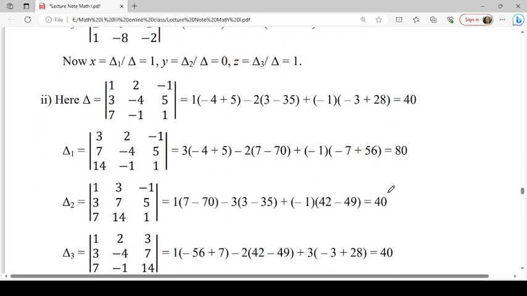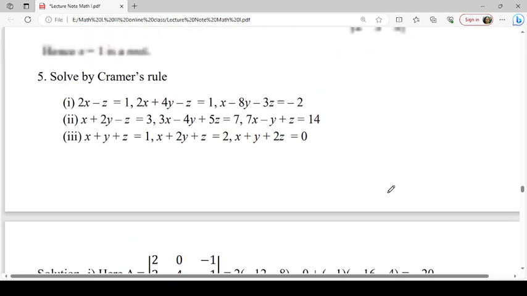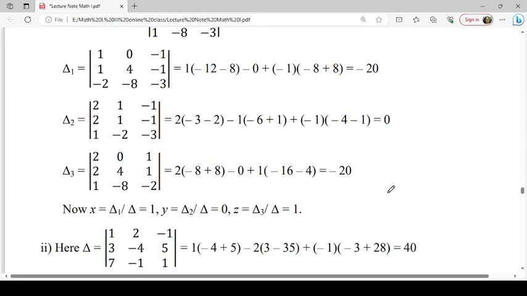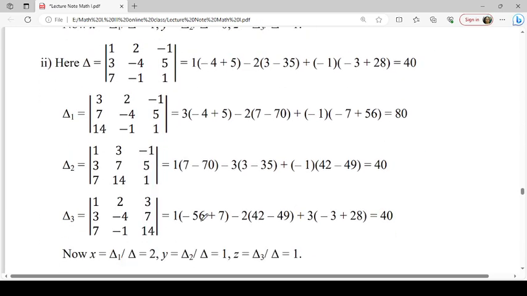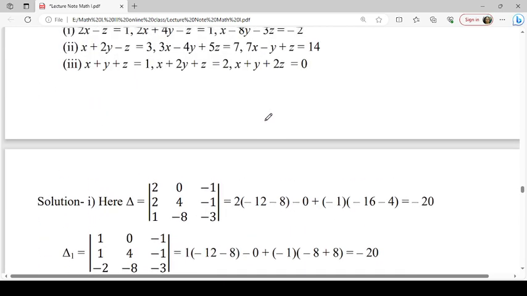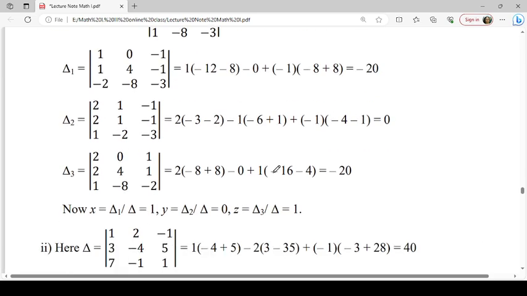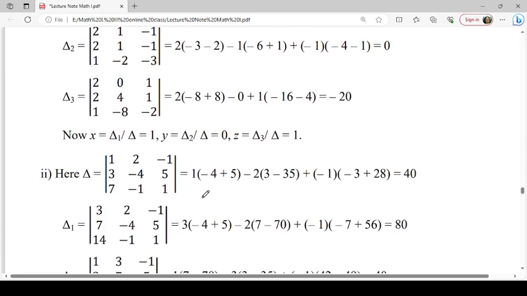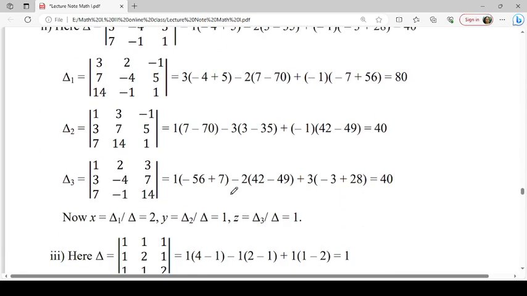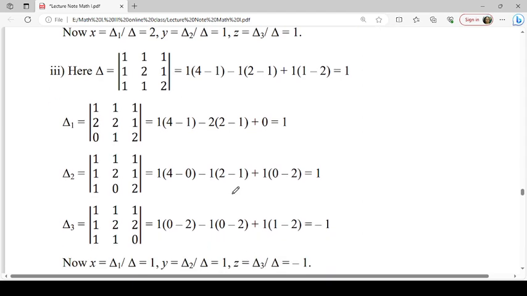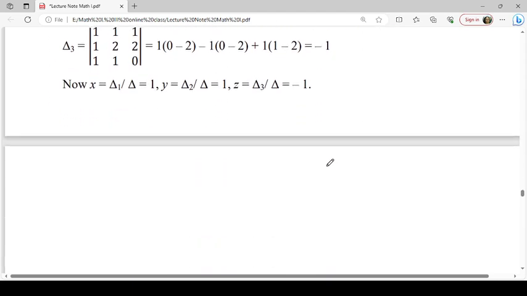So this is the procedure. The same thing, this is also solved like this. These are the examples. The second one is 1 2 minus 1, 3 minus 4 5, 7 minus 1 1. And this is the third one. So this is the procedure.